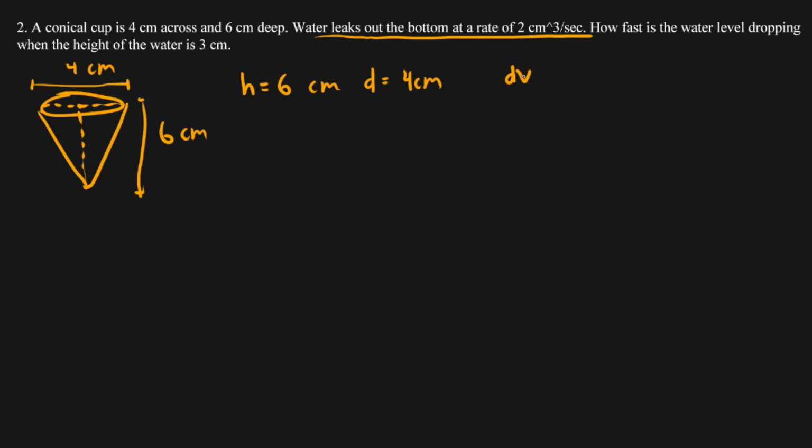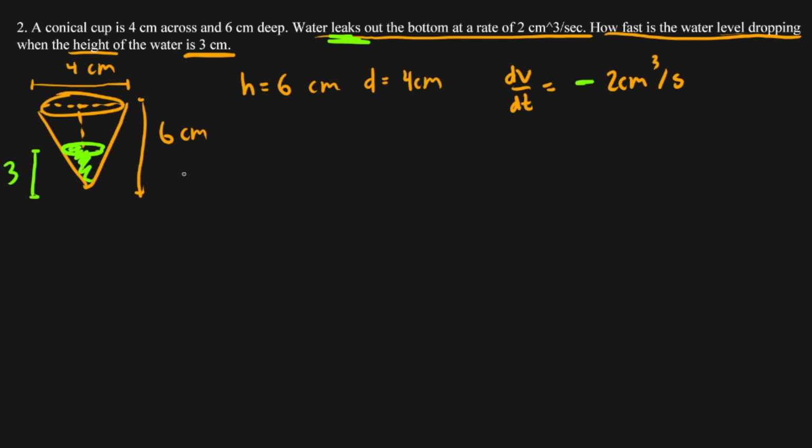So we have dV/dt equals, and because it's leaking from the bottom, we're going to have a negative sign in front of the rate, so -2 centimeters cubed per second. And we're trying to find how fast the water level is dropping when the height of the water is 3 centimeters. This is just basically the water, and this height right here is 3. So for now, we'll put h equals 3 centimeters.